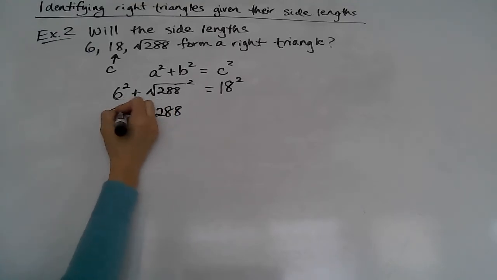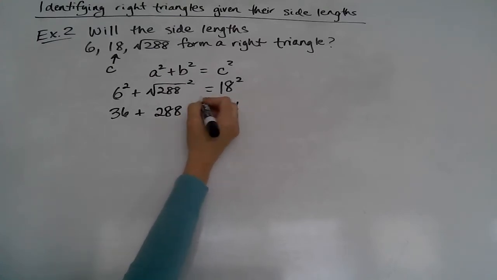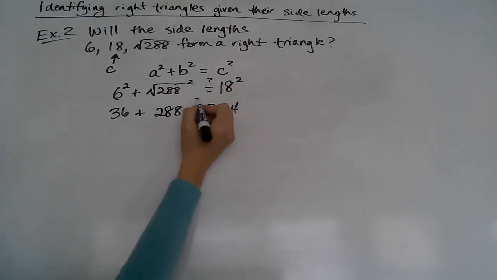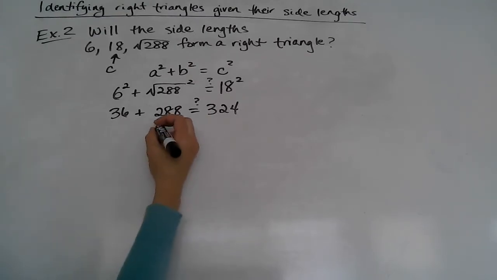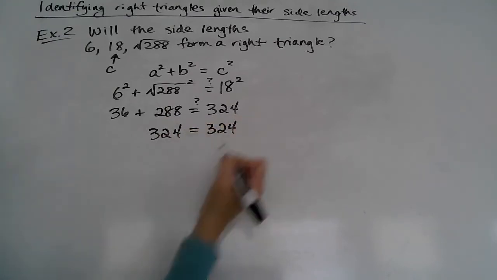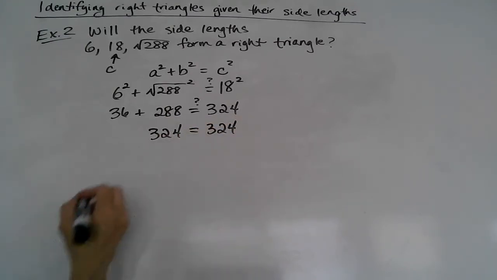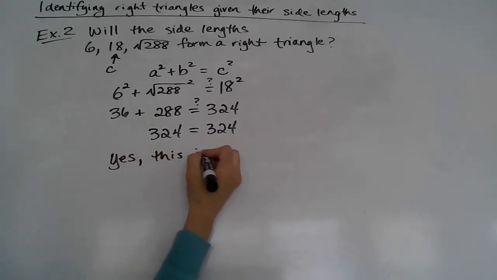6 squared hopefully is pretty easy for you. And maybe you even have 18 squared memorized. And I forgot to put my question marks there, but we are wondering, is that true? So we need to kind of recognize that with the question marks. All right, so does 36 plus 288 add up to 324? And the answer is yes, it does. So again, we have a true statement, which means again, we do have a right triangle. So just make sure you finish it by saying, yes, this is a right triangle.